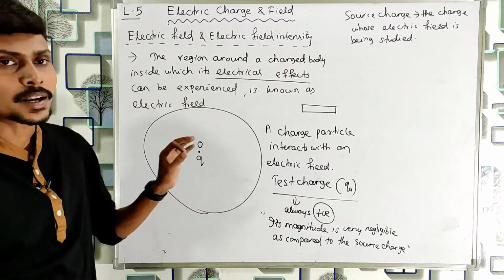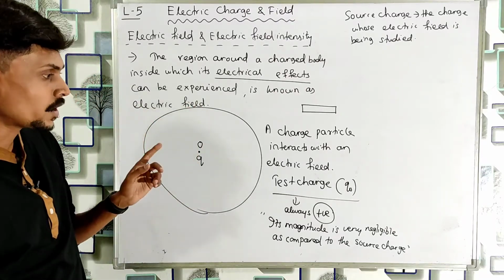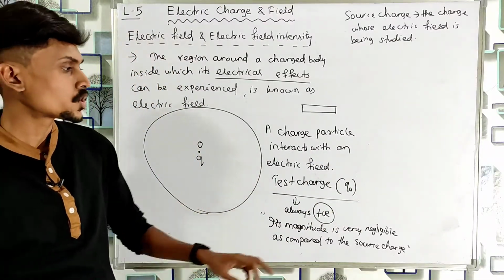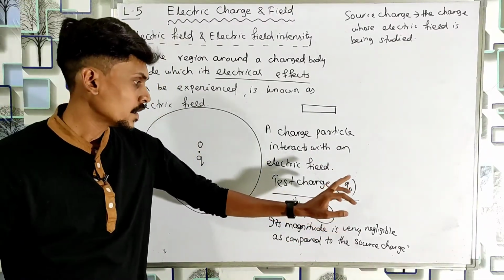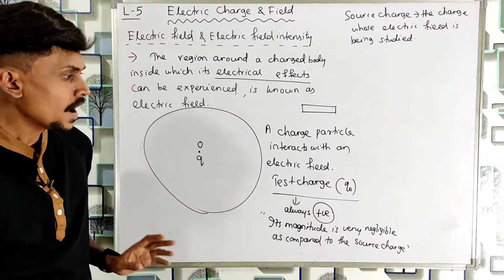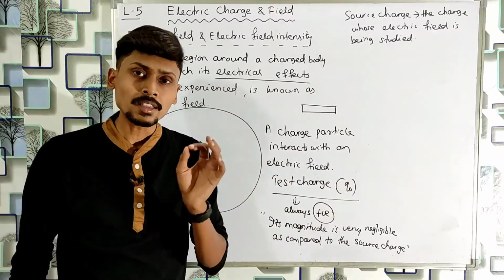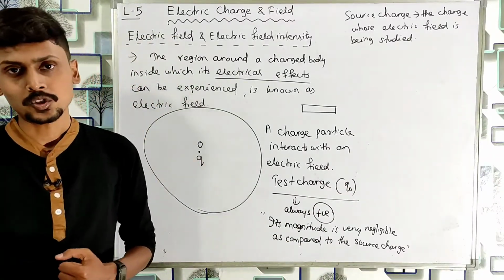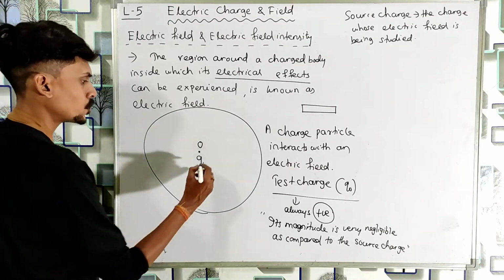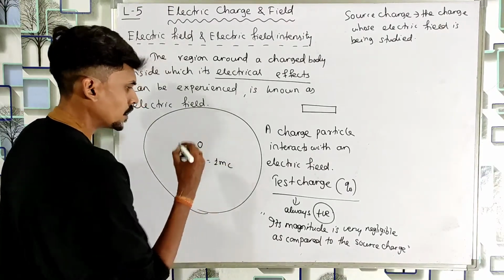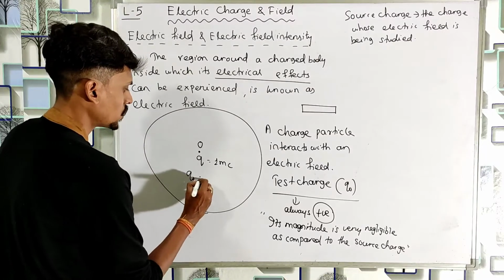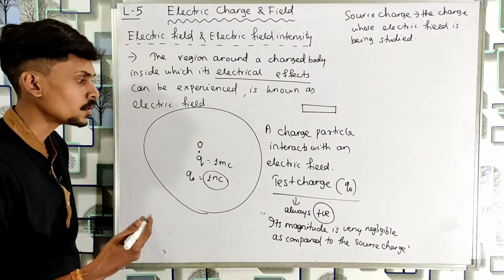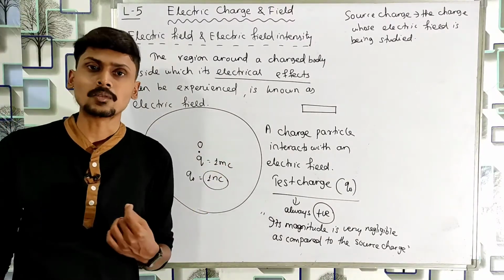And to test the electric field of this source charge, we have to take the help of a test charge. And the symbol of the test charge is Q naught. Is that clear? And Q naught is always positive. And the magnitude of Q naught is very negligible or very small as compared to that of the source charge. For example, if the source charge is 1 millicoulomb, then you can take the test charge to be 1 nanocoulomb. 1 nanocoulomb is very negligible as compared to 1 millicoulomb.